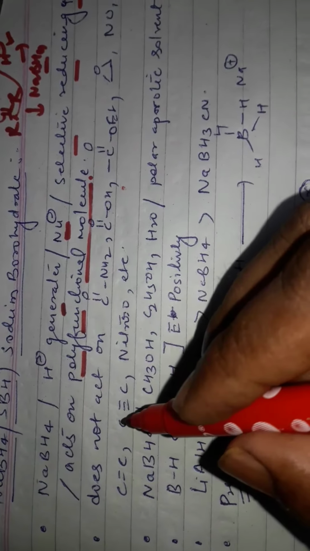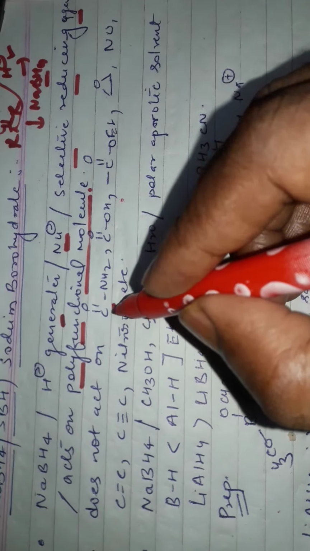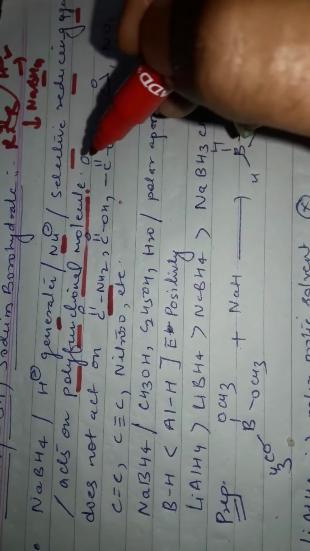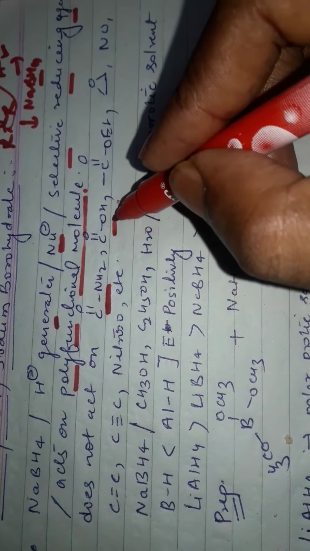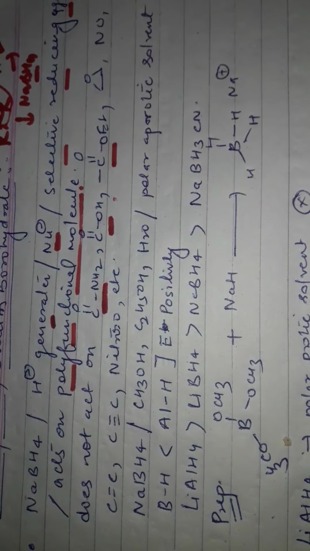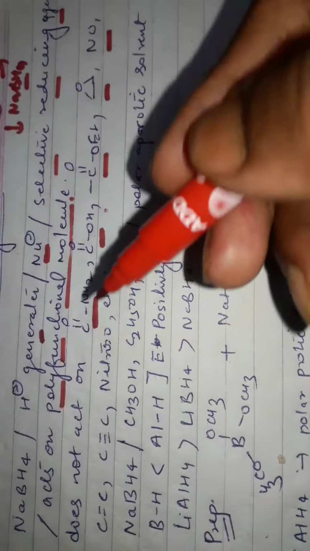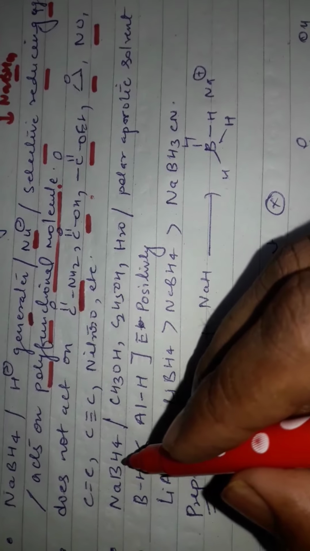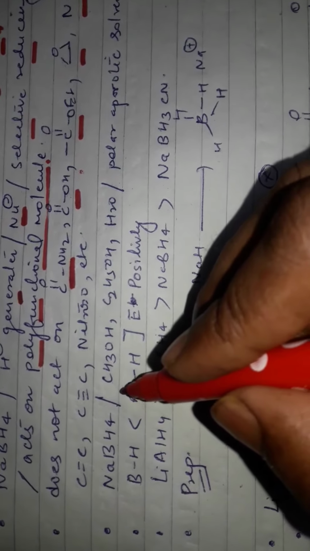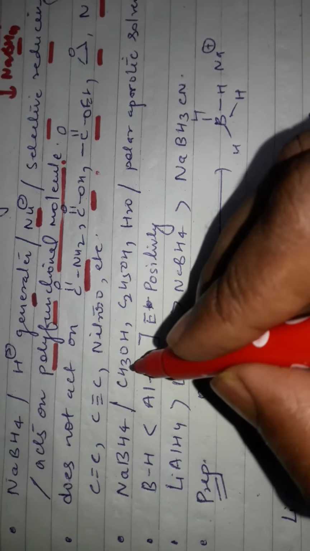The second point is that it does not act on some functional groups. Since it is selective, there are a lot of functional groups on which it does not act, like ester, amide, acid, epoxide, nitro, double and triple bonds, nitroso, etc. The third main point is that sodium borohydride is used in methanol.